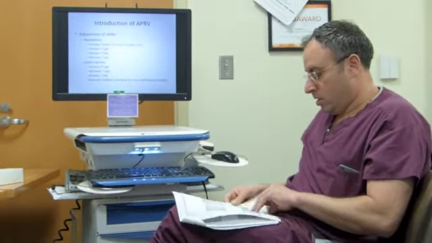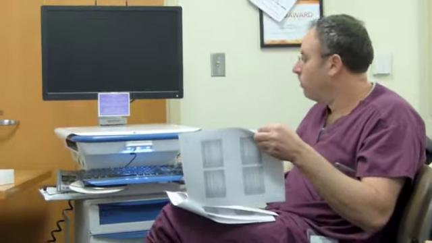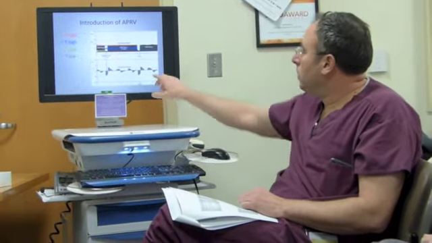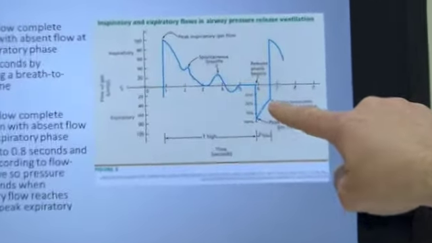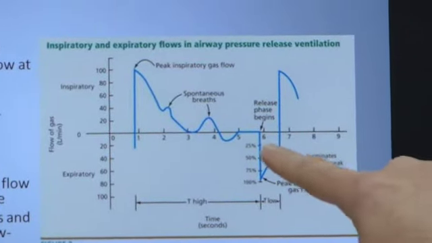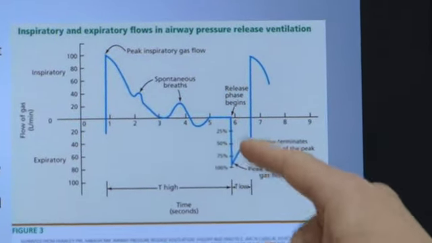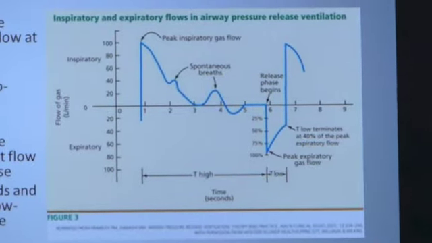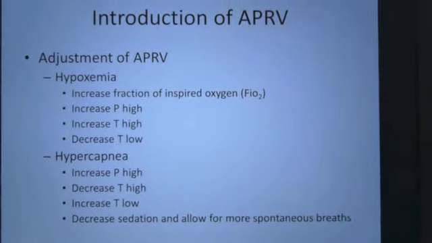Now, if I decrease the T low, right, I make this distance shorter, what's going to happen? It's going to cause inhalation to start before exhalation finishes, right? And so if you have this at 20% where inhalation starts, get it to 30 or 40%. So you decrease the T low and you cause less time to exhale and ultimately more time in P high, right? And more controlled auto-PEEP. Right, so if someone's hypoxic, increase FiO2, increase P high, increase T high, or decrease T low.